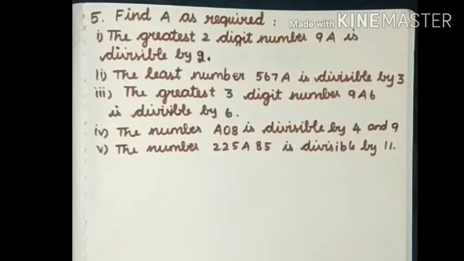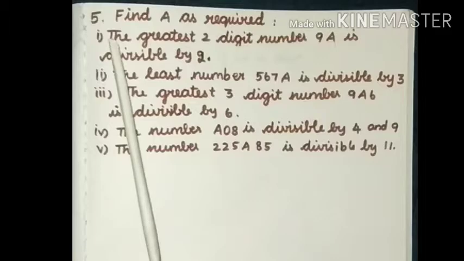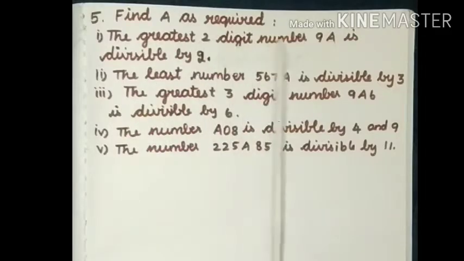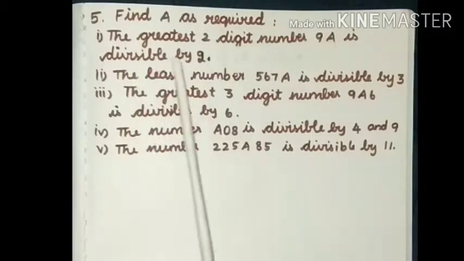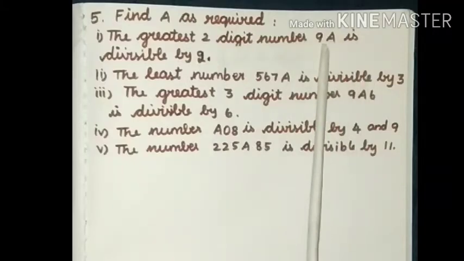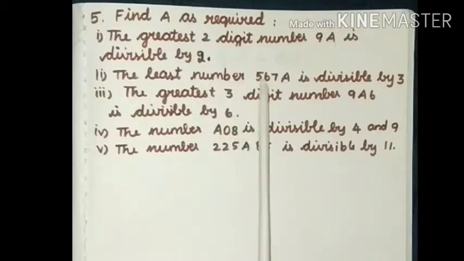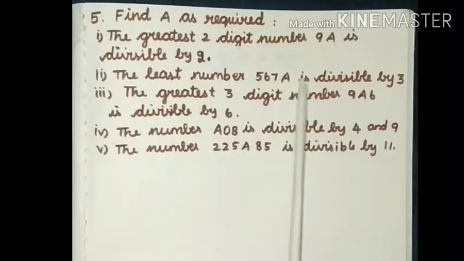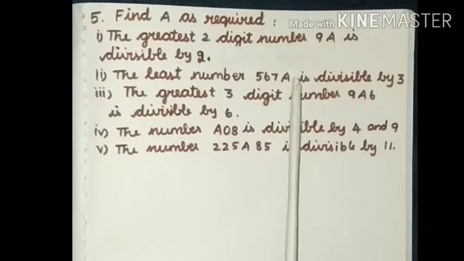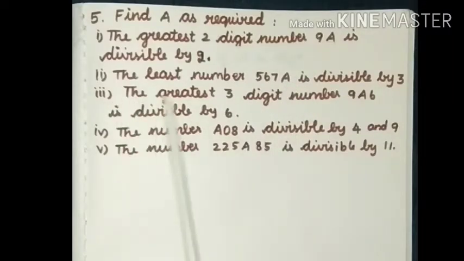Fifth one, find A as required. In the fifth one, the first subdivision is: the greatest 2-digit number 9A is divisible by 2. Here we have to find the value of A. Second one: the least number 5,6,7A is divisible by 3. We have to find the value of A. Third one: the greatest 3-digit number 9A6 is divisible by 5. We have to find the value of A.